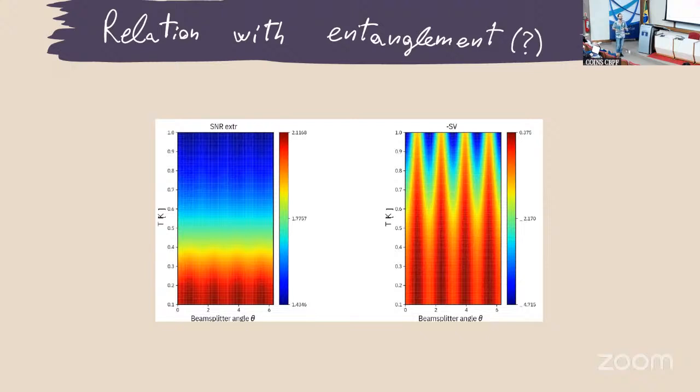We need to put a cutoff somehow. We either put it in the moment of the quadrature, or we put it in the Fock basis. We are limited, and so I think this is what is limiting this connection. Maybe this would be more interesting to study in discrete variable settings, but I don't like qubits so much, so I'll leave it to you.